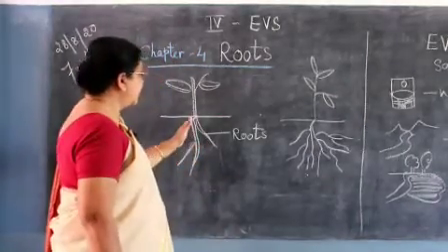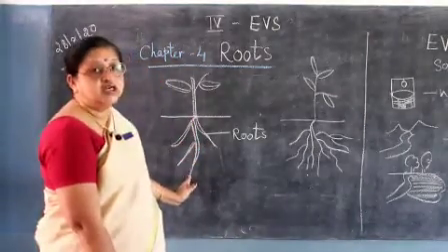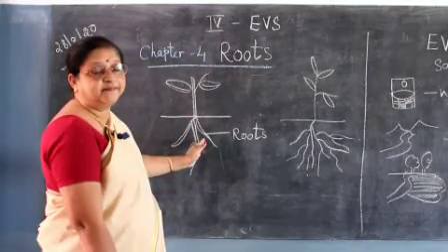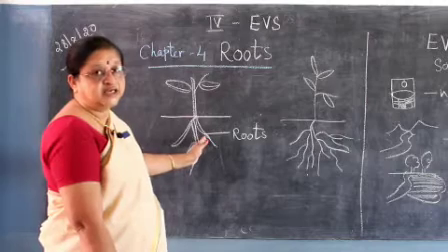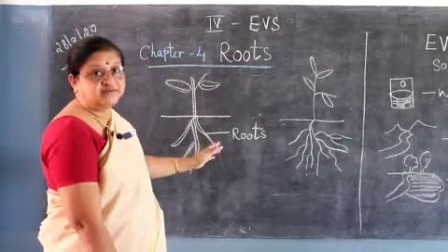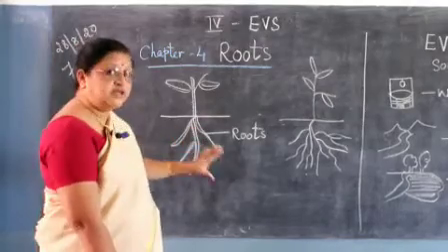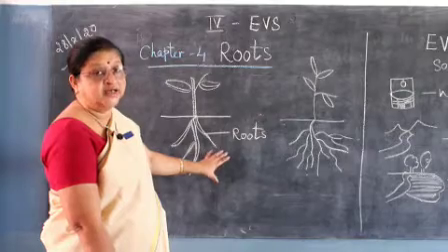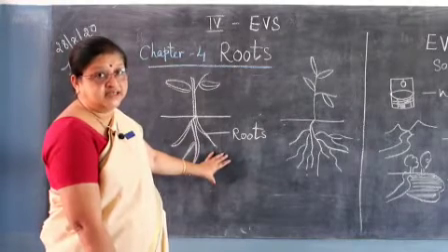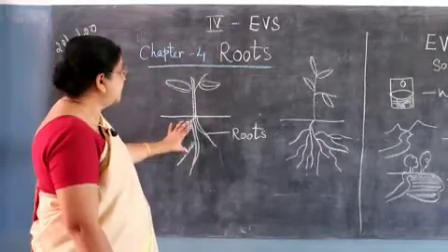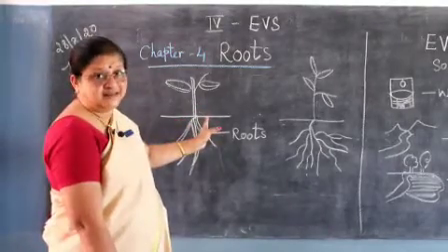Some roots have one major part, and the small roots come from them. When you go to higher classes, you will know the names of the roots like taproot and fiber roots. For now you only have to learn the roots and their function and why a root is needed for a plant.